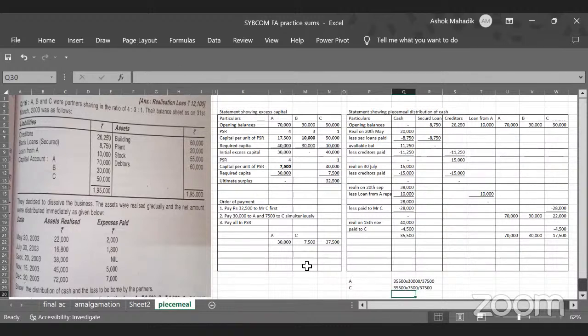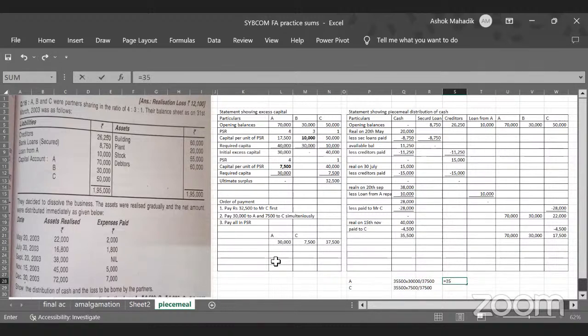See, in case of a ratio, suppose the ratio is 2:1. What we do? We take 2/3, or 1/3 for C. Same way I have done it. I haven't reduced the amounts for A and C. So 30,000 upon 37,500 will be for A, and 7,500 upon 37,500 for C. Likewise, I am calculating. I hope this is clear, students. I'll do the actual calculation now.